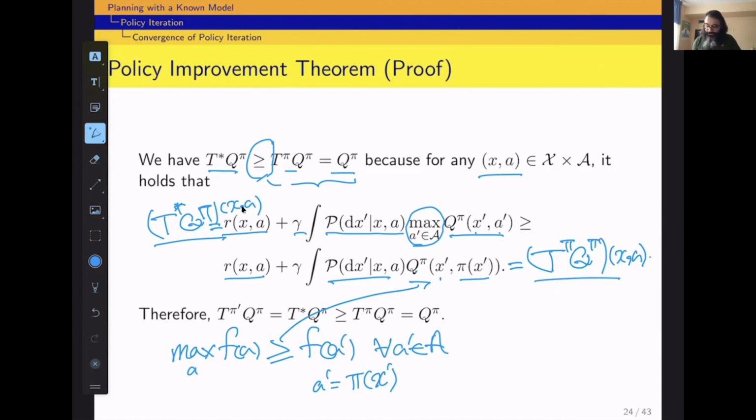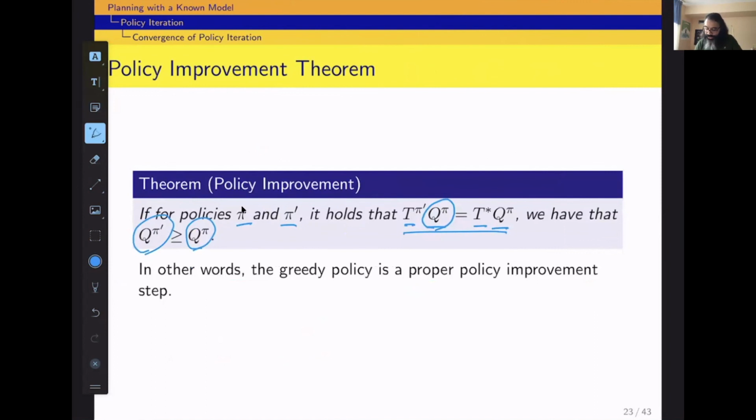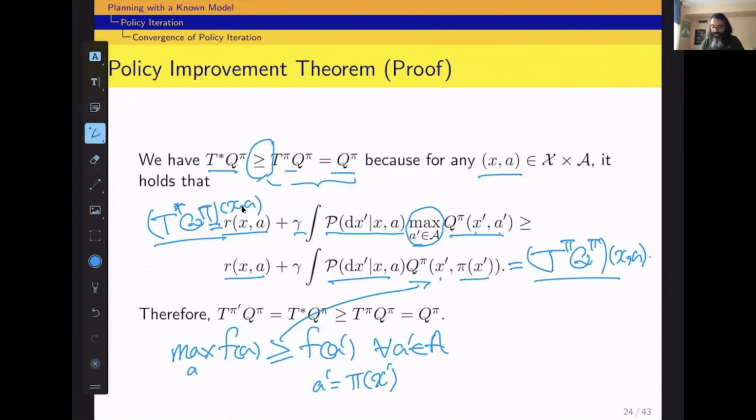Okay, so what do we have here? From the assumption that T pi prime Q pi is equal to T star Q pi, we have that T star Q pi, which is equal to T pi prime of Q pi, is greater or equal than T pi Q pi, which by the Bellman equation is equal to Q pi. So we showed this relation. Is it clear?